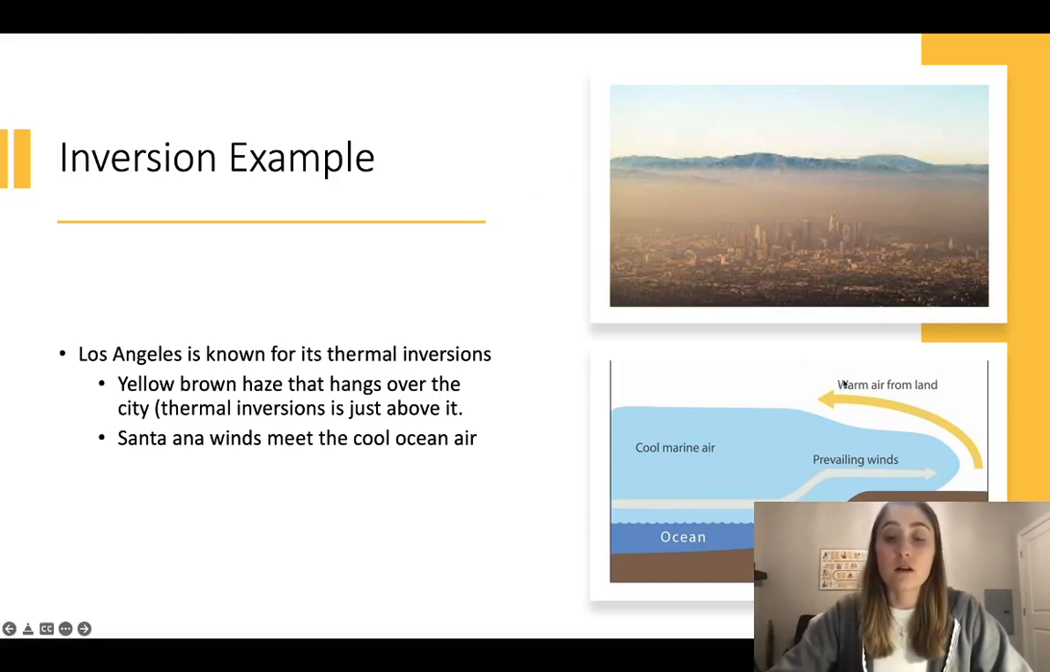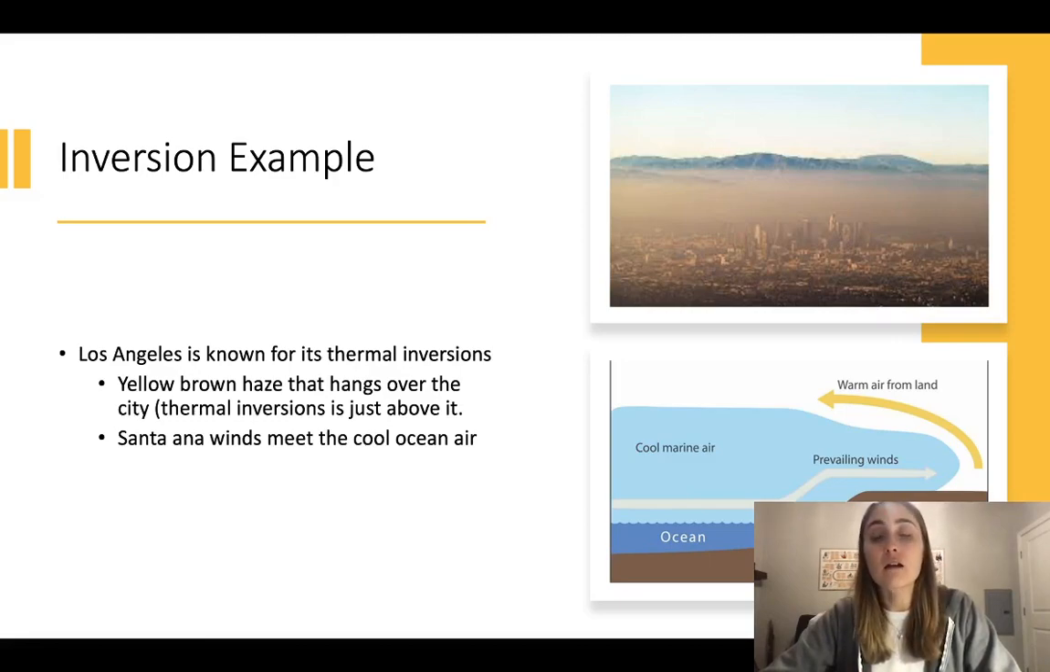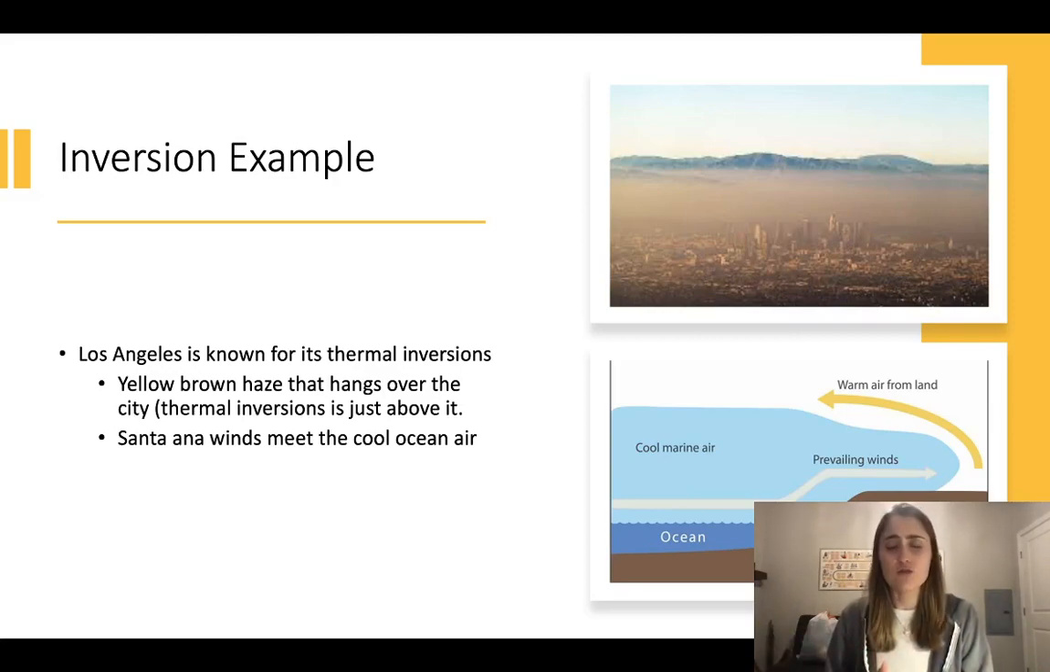So these onshore breezes or these prevailing winds coming off the ocean are bringing in this really cool marine air, which is going to take that warmer air, which is sitting in those cities, of course, because industrialized areas and big cities tend to just be warmer in themselves, more activity, more pollution, and it's going to create a pretty strong layer of photochemical smog as a result of a thermal inversion.